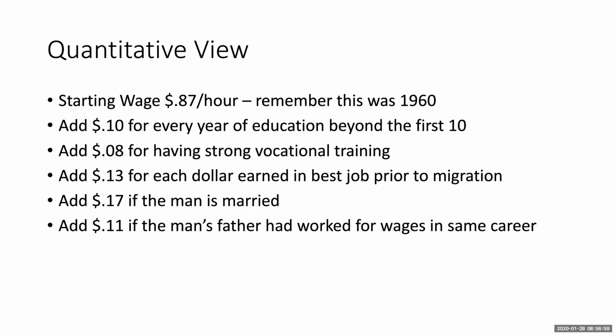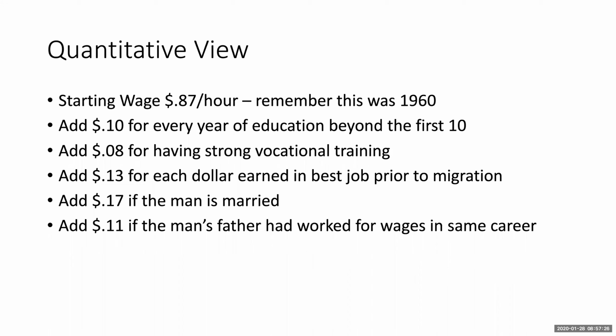Well, from a quantitative side, and we've not really talked much about quantitative research, we'll get there, but it's more numbers driven, very objective. So you have a starting wage at 87 cents per hour. And remember, this was 1960. You add 10 cents for every year of education beyond the first 10, meaning we hope this individual got to the 10th grade and they're going to keep going. You add 8 cents for having strong vocational training.